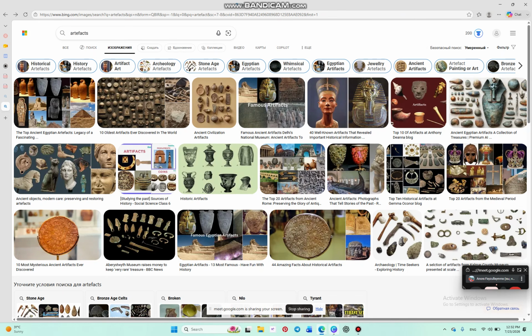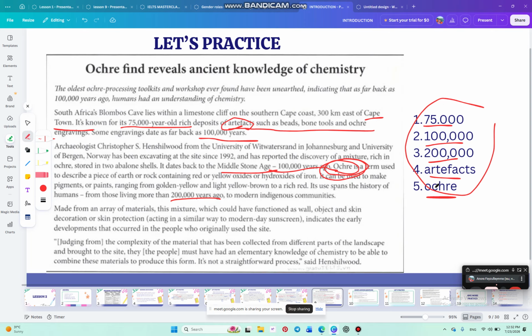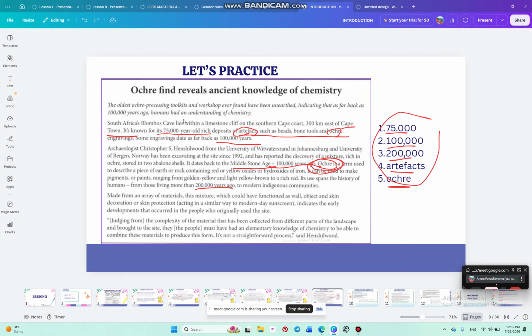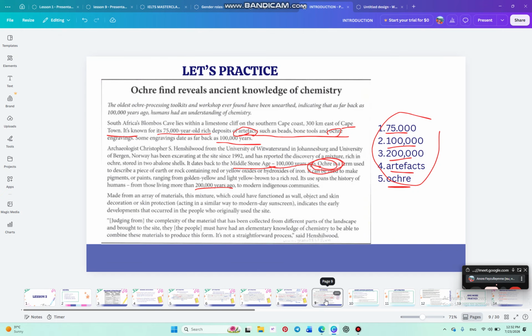Okay. So here, the last word, ochre. Ochre we have found, right? Ochre engravings actually. We don't have to look for that one. And every passage here is about ochre, like the history of the ochre. So this is all about skimming and scanning.